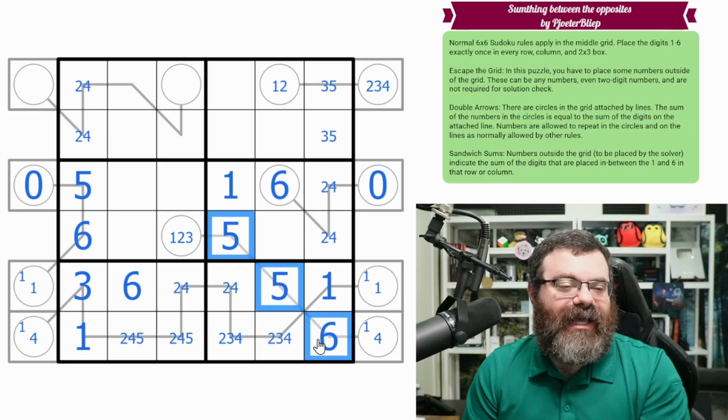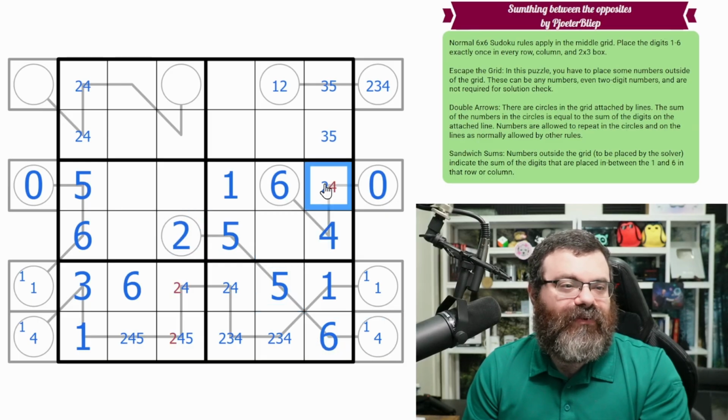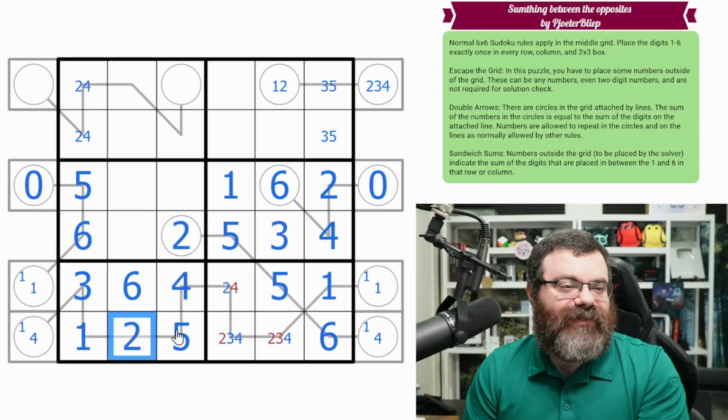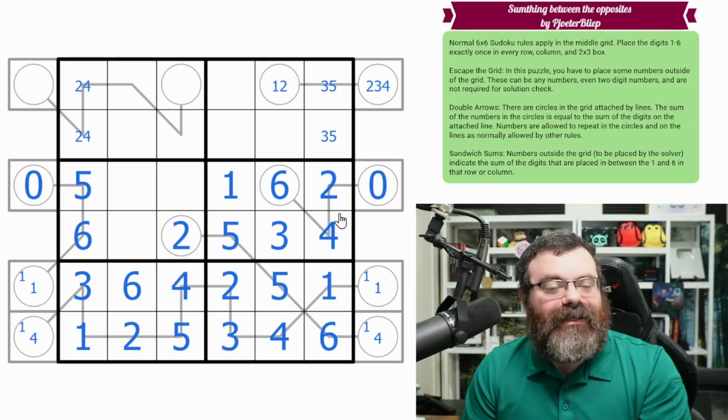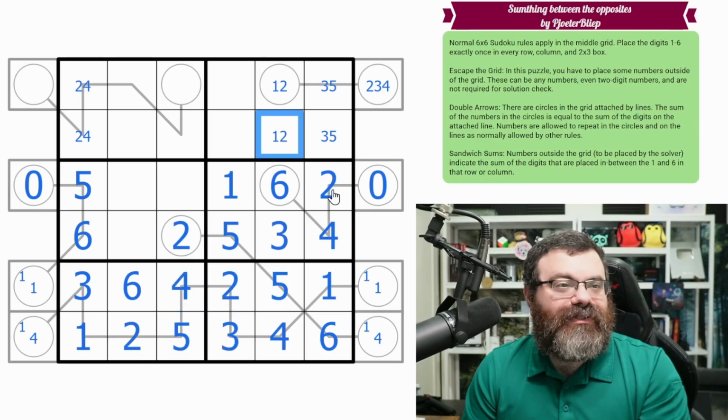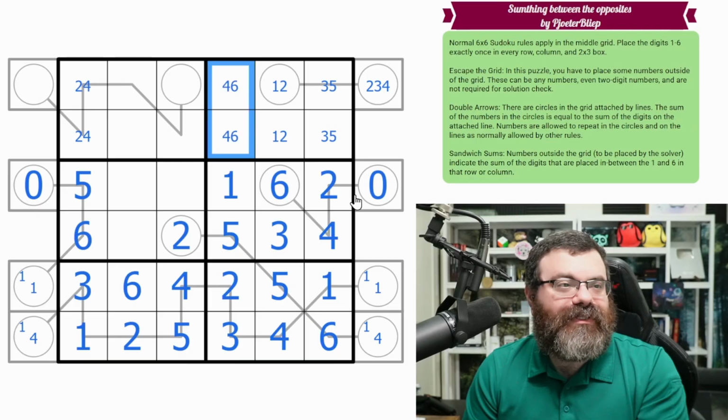So now we know that this adds to 16. This is 14, so that's a 2, giving us 4 and 2. That's a 3. That gives us 4, 5, and 2. That's 2, 4, and 3. Oh, this is coming along nicely. This is a 1 or 2, and this is 4 or 6.